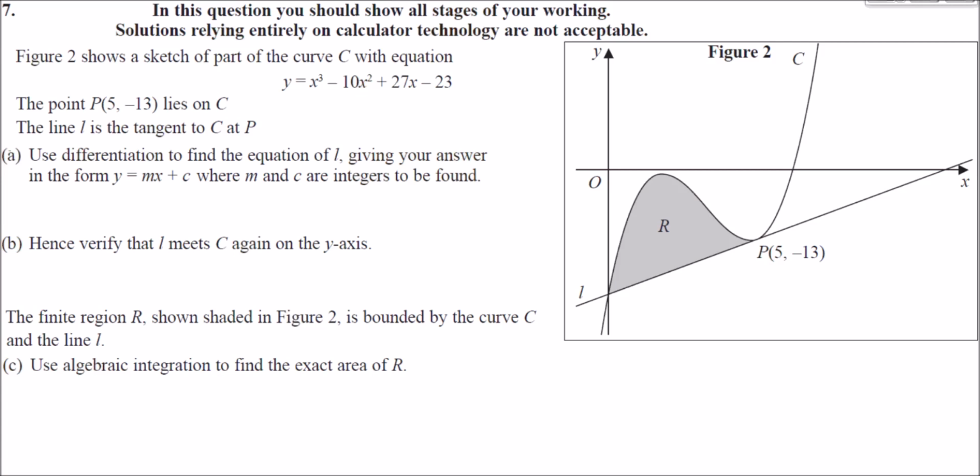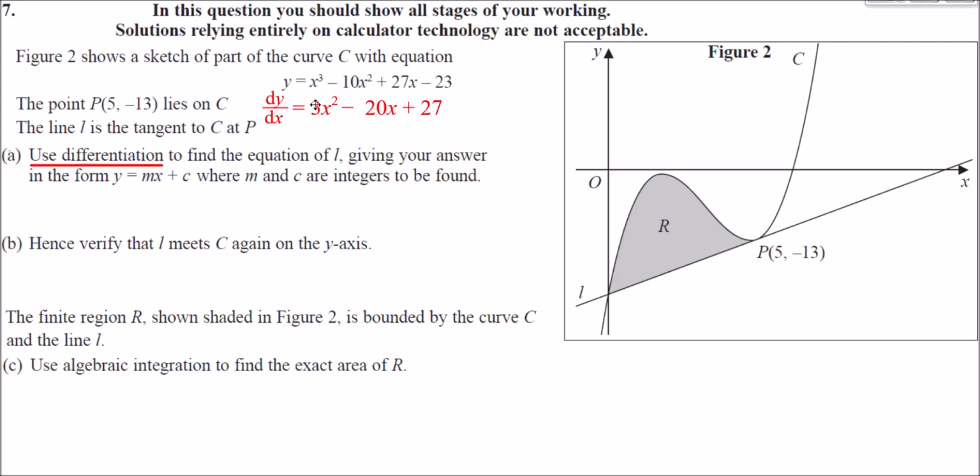So it says use differentiation, so clearly what we need to do is, if we're to find the equation of L, if L's a tangent, we need to find the derivative of C and then substitute in the x value of C at the actual point we want to find the gradient of a tangent at. So first of all, if we find dy by dx by differentiating this, we've got 3x squared minus 20x plus 27.